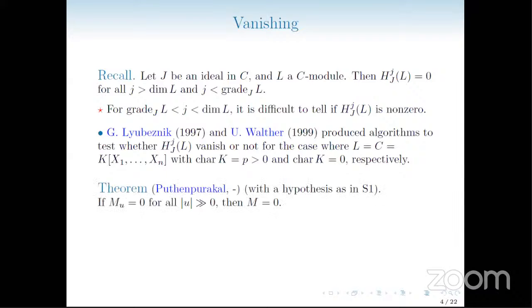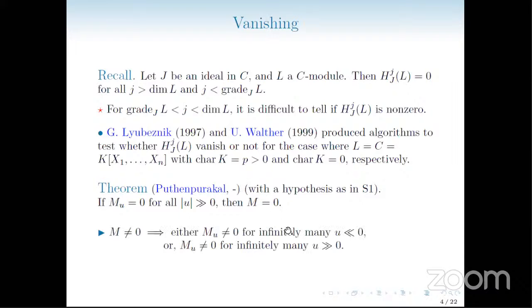And what we showed is that if the evaluated components of this local cohomology module vanish for all sufficiently large values of u and sufficiently small values of u, then the module vanishes. And what it says is that if a local cohomology module is non-zero, then either its evaluated component is non-vanishing for infinitely many small values of u, or its evaluated component does not vanish for infinitely many large values of u.